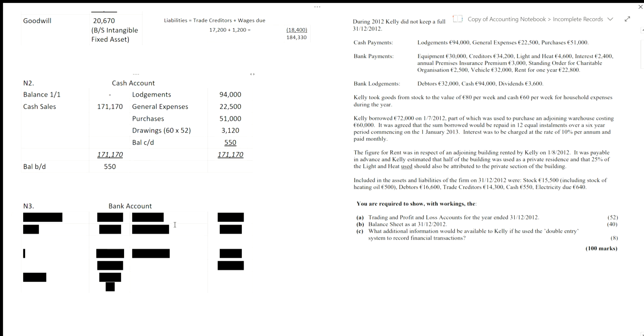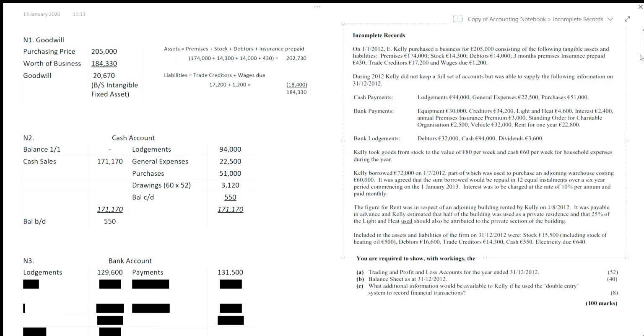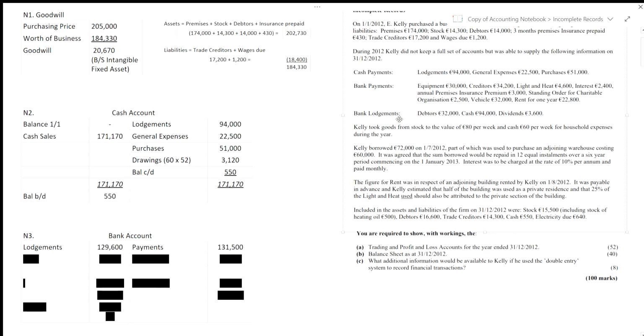To look at this here, the first two things I'm going to do is list in total lodgements and total payments. So where did I get those figures? If you want, you can write them individually, but just for speed, I decided to write them in as individual lines. My total lodgements of 129,600 are coming from these three figures here. Just like cash payments, we're looking at bank lodgements. These are the three. This is money I lodged into my bank.